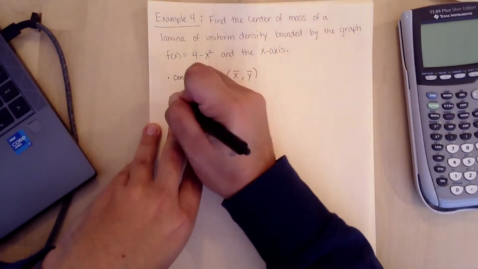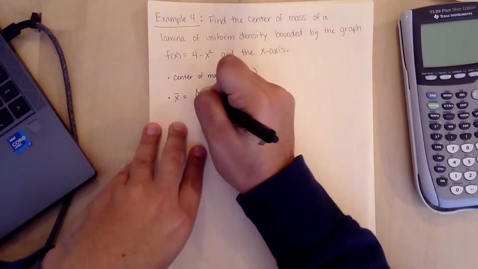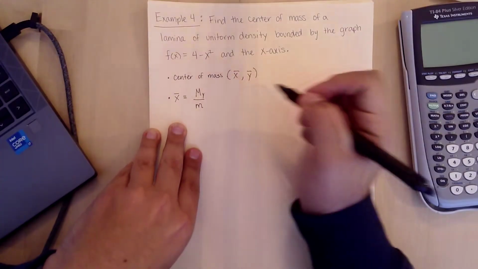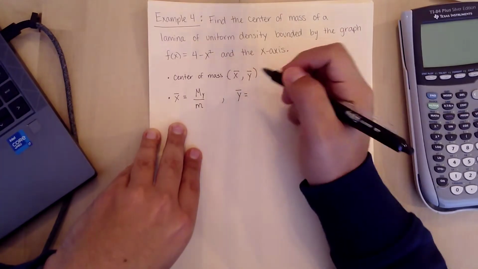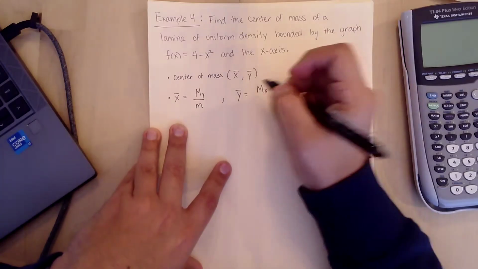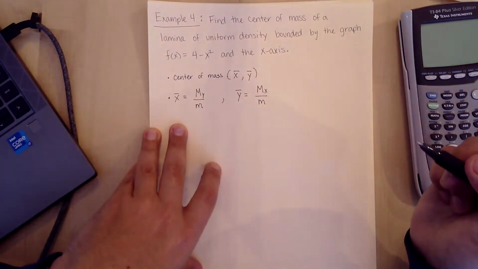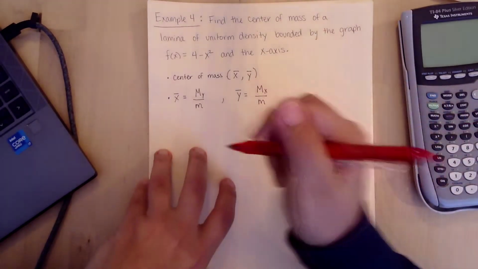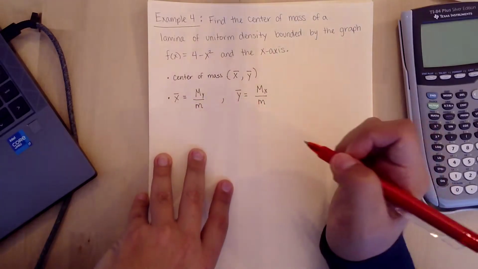So that tells us that we're going to need x bar, which is the moment in the y direction divided by the mass of the system. And then we also need y bar, which is going to be the moment about the x axis divided by the total mass of the system. But furthermore, we're going to need 3 things to figure out these two coordinates.